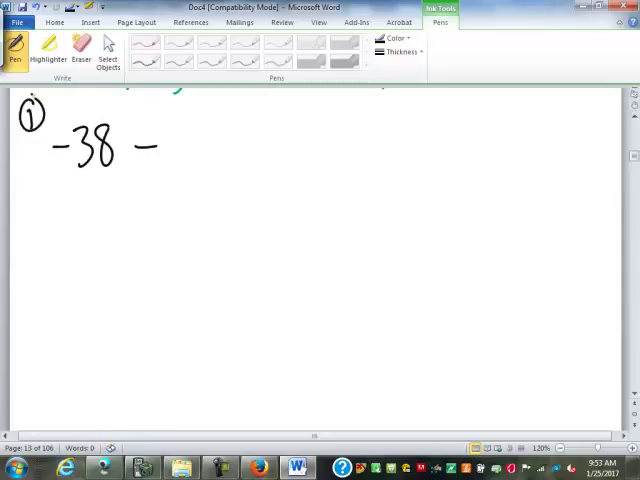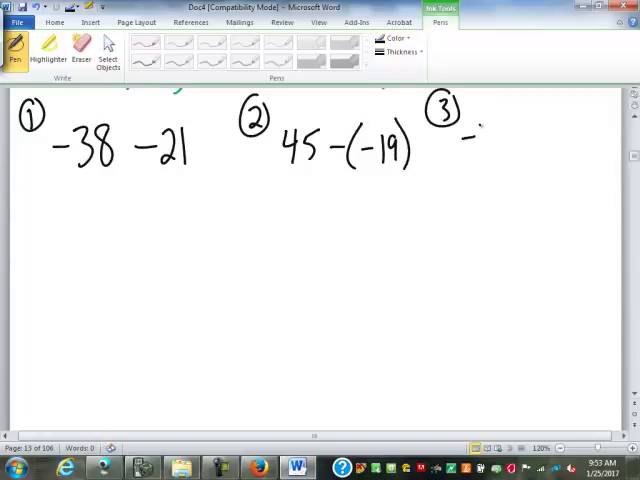So the first one I'll do is negative 38 minus 21. We're going to do 45 minus a negative 19. Now do a negative 17 minus a negative 34. So try those three quick.